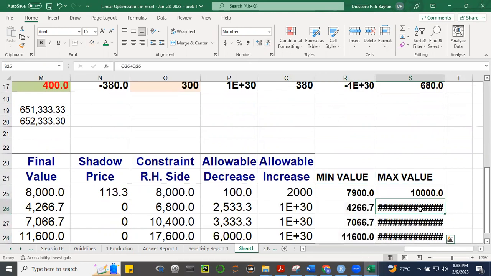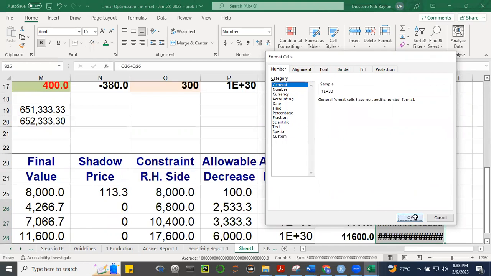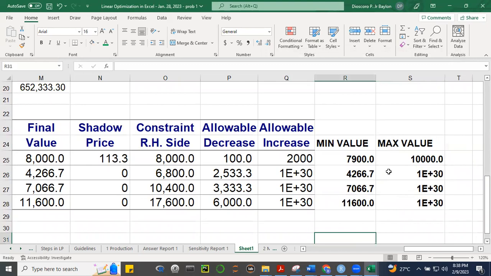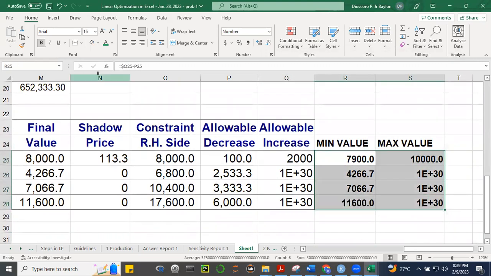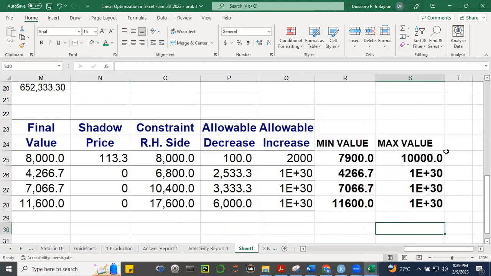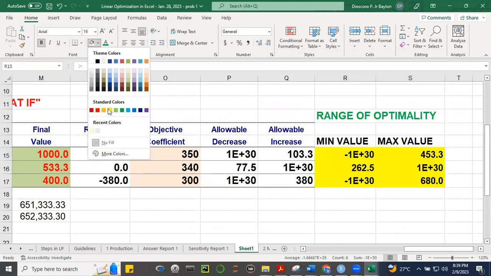Okay, and then ito, since mga to, no? Control 1, gawin nating general number. Okay. Yan. So I made it into a general number. Tapos gawin natin itong areal 20 para pareho. Okay, let's take a look at this, class. Lagyan ko ng shade to so that we can see.